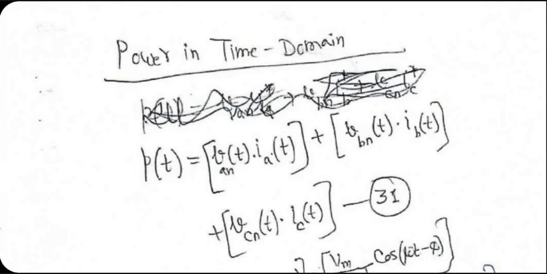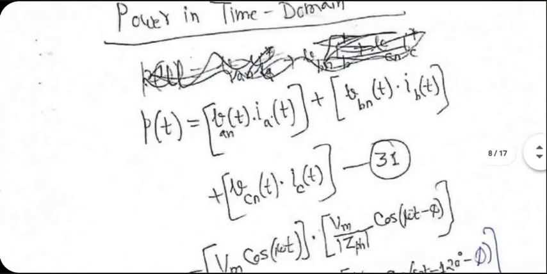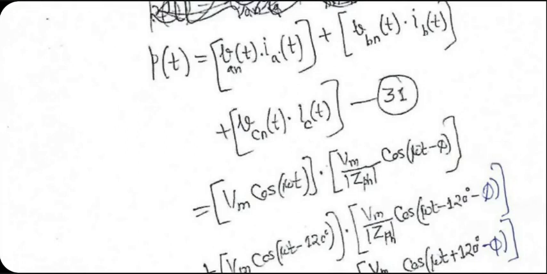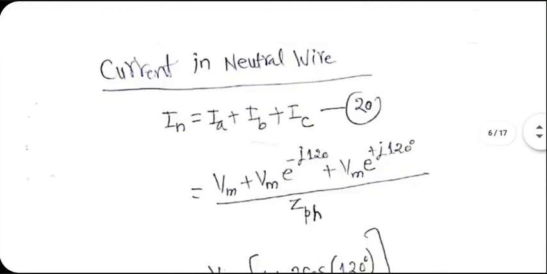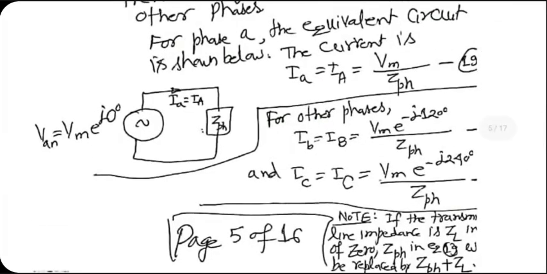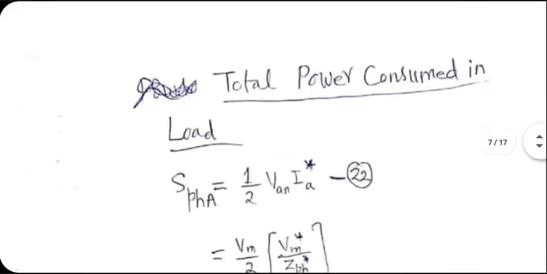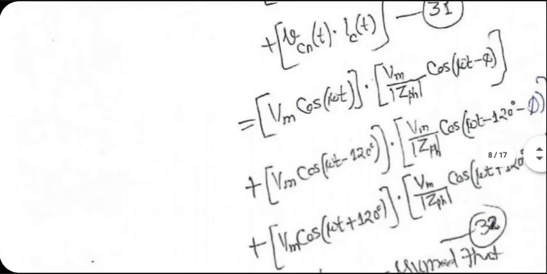Okay. And then I substitute the values, assuming that phase A has 0 phase shift. Its time-dependent formula for voltage will be Vm cos omega t, right? And Ia in phasor domain, we have already figured out. Let's go back. It was Vm divided by ZPH. So in time domain, it is easy to convert it to Vm divided by magnitude of ZPH cos of omega t minus phi, where phi is the angle of ZPH, the load angle.